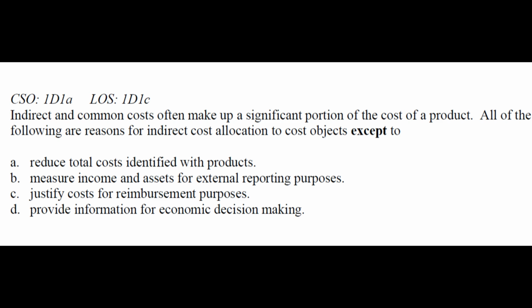Correct answer: A. Reduce total costs identified with products. Indirect cost allocation reassigns costs but does not eliminate or reduce them, making option A the only statement that is not a valid reason for allocating indirect and common costs.